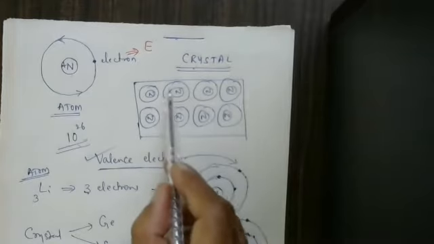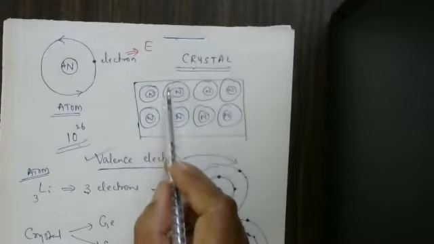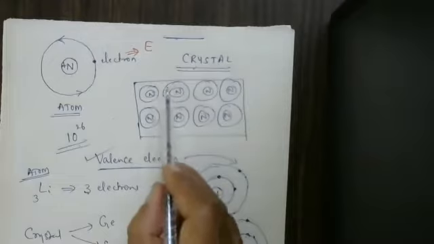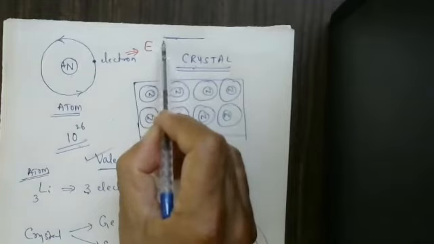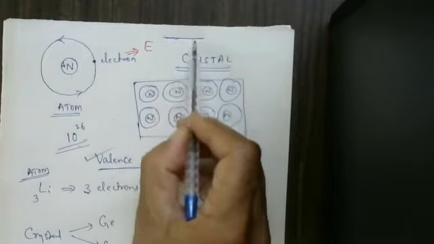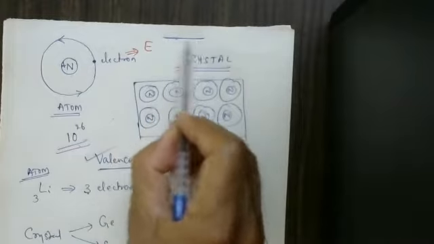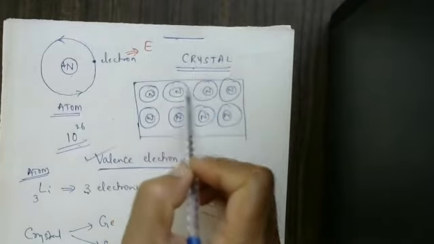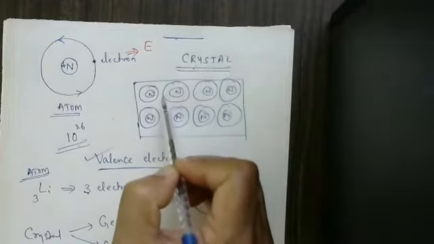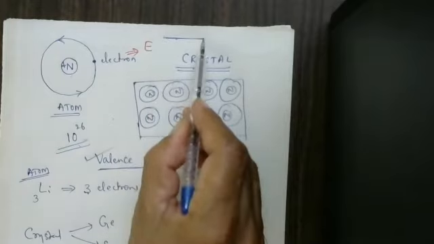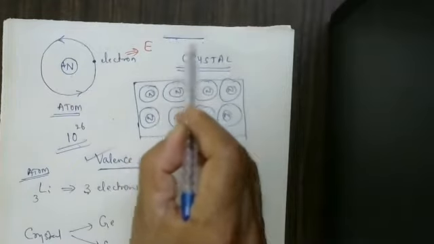If I choose the valence electrons here, then the valence electrons of one atom and the valence electrons of another atom interact, and hence this energy level splits up into two closely spaced energy levels. One energy level splits up into two energy levels because of the two interactions. Like this, a third electron from a third atom also takes part in the interaction, and then the one energy level splits up into three closely spaced energy levels.